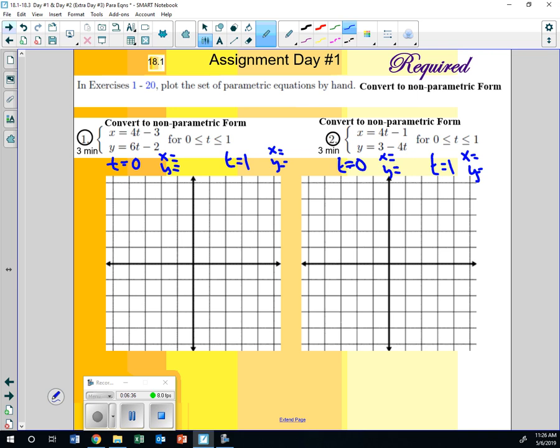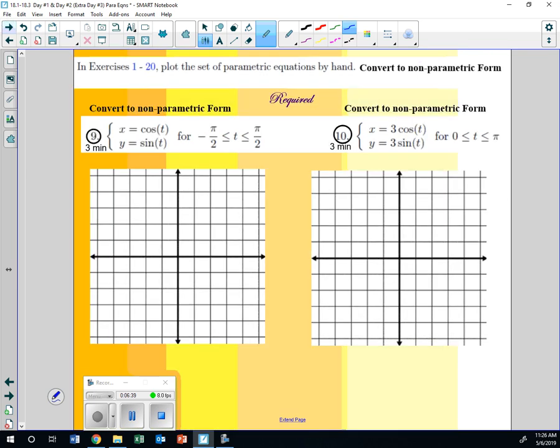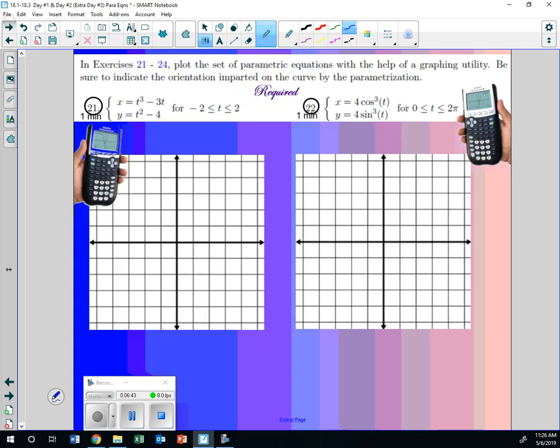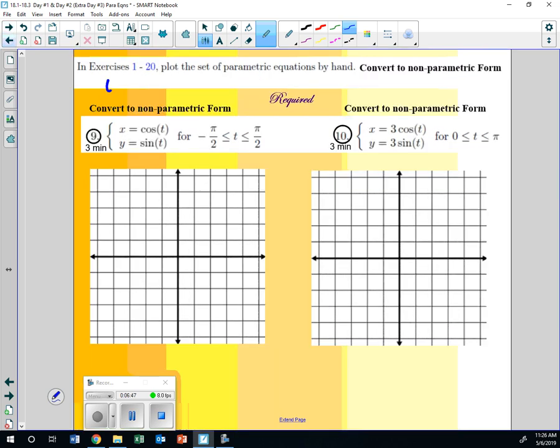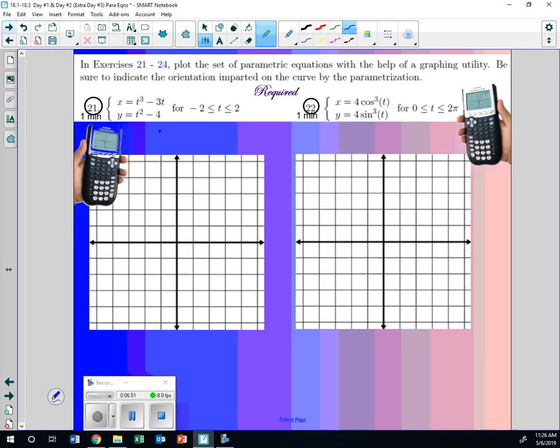And you'll do that for those two, these two, and then the last ones, I want you can try these, but I want you to use your calculator for these. Use calculator.